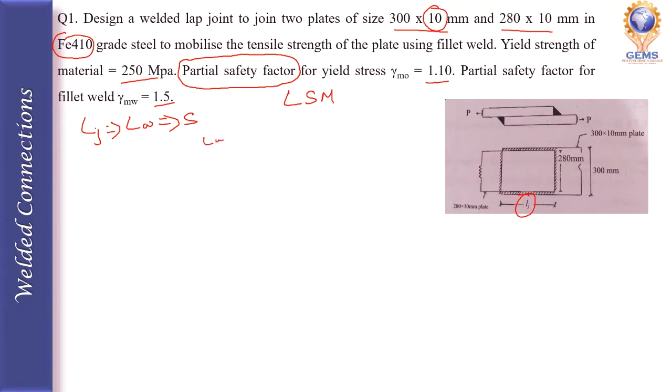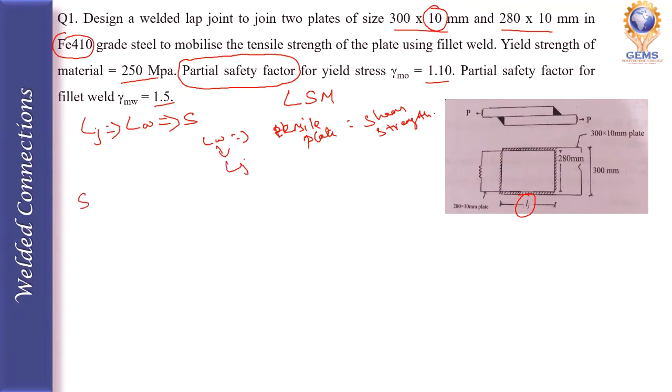Lw, how can we get? We can equate the tensile strength of plate to the shear strength of fillet weld. Then we can find Lw. If you know the Lw, we can easily find the Lj.